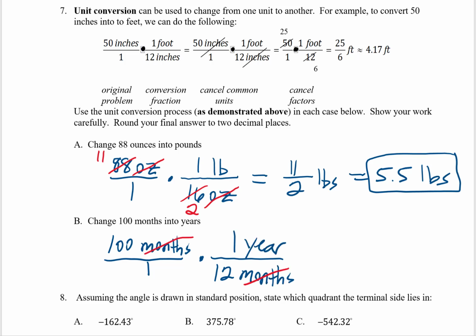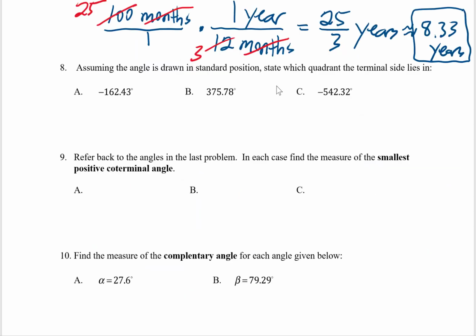In terms of the numbers, it looks like 4 is a common factor, so I can divide that by 4 and this by 4, leaving me with 25 on the top and 3 on the bottom. The only units are years. And dividing that on the calculator, we obtain 8.33 years.